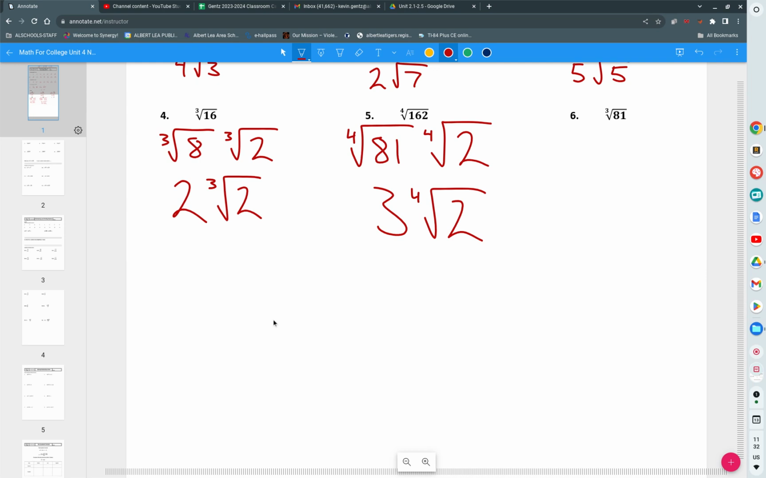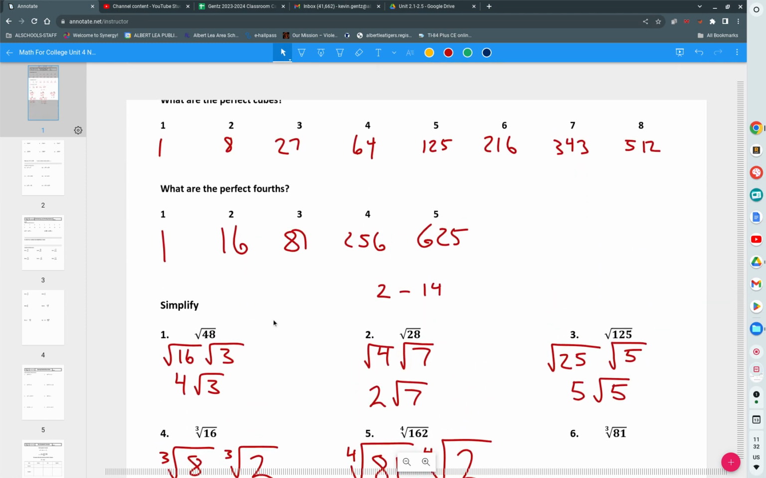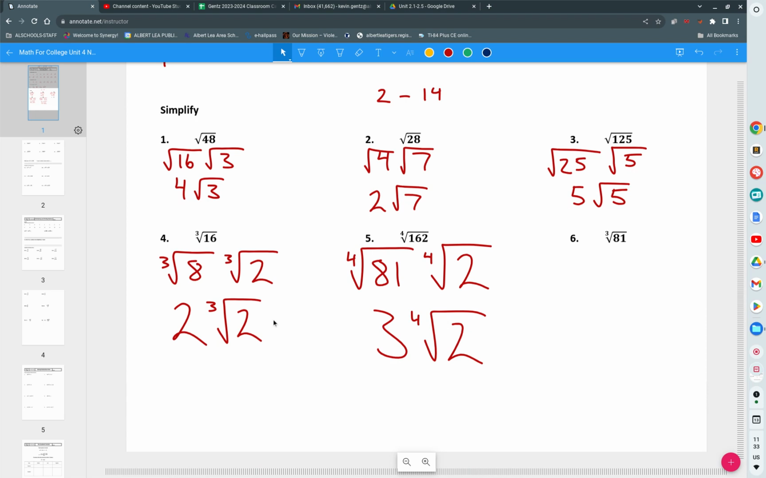Okay. The next one, 81, it says cubed root. So I go back here and I look for cube root. These are my cubes. Which one of these divides evenly into 81? 27. If you don't see that, that's okay. Try it on your calculator. 81 divided by 64. 81 divided by 27. See which one divides evenly. It turns out it is 27.